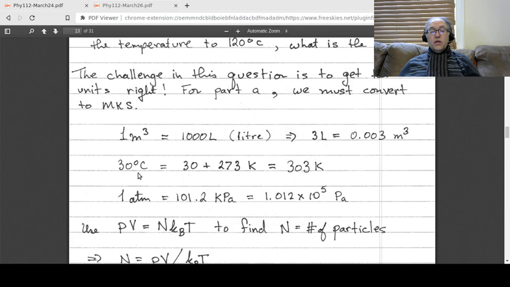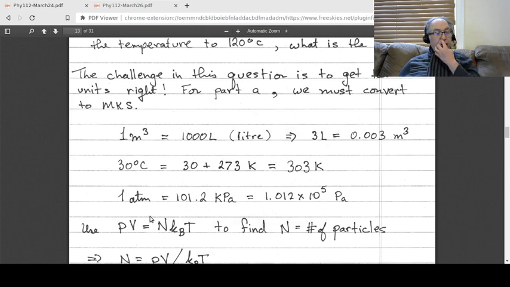Okay, the 30 degrees Celsius, well, we can't use Celsius. We have to convert to an absolute scale. You just add 273, because that adjusts where the zero is of the Celsius scale. Okay, so 30 plus 273, and so that means that your temperature actually is 303 Kelvin.